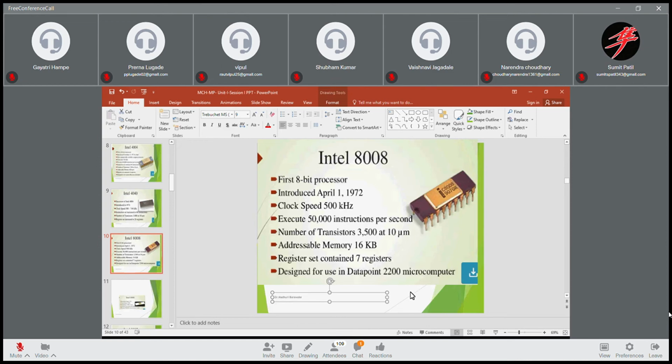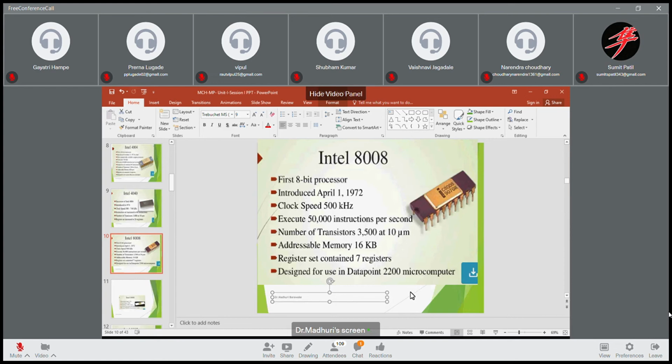It executes 50,000 instructions per second. It has near about 3,500 transistors, and the addressable memory is 16 KB. The register set is 7 registers. Now this microprocessor is the 8-bit one. They only increased the size of the processor: instead of 4-bit, they have an 8-bit microprocessor.